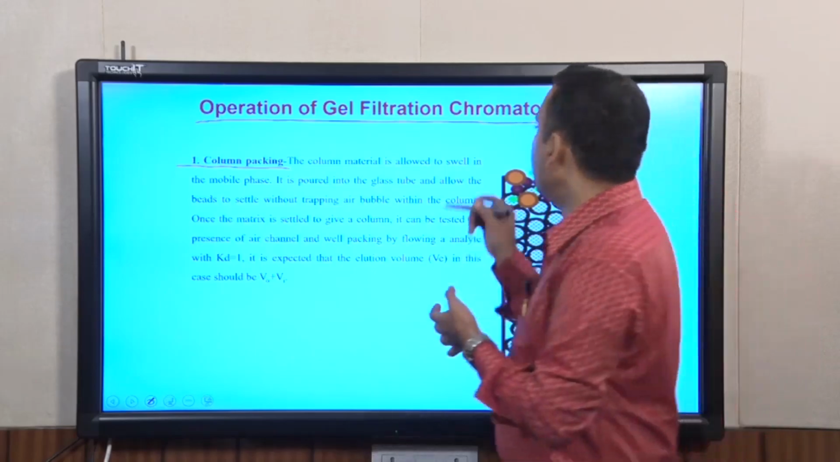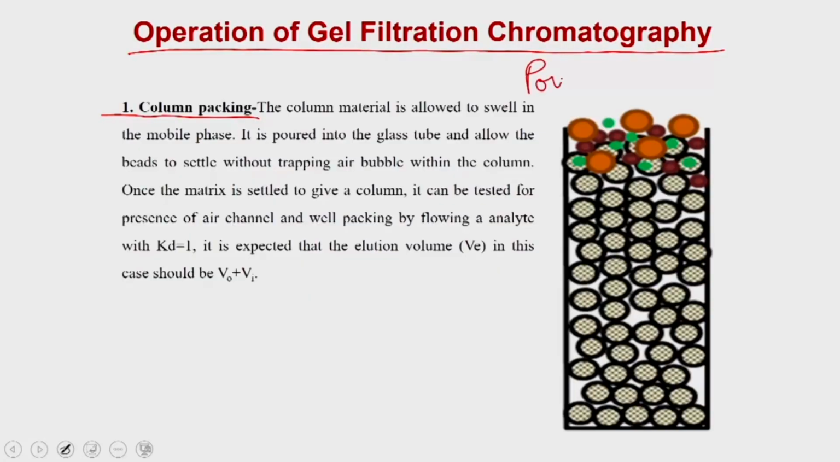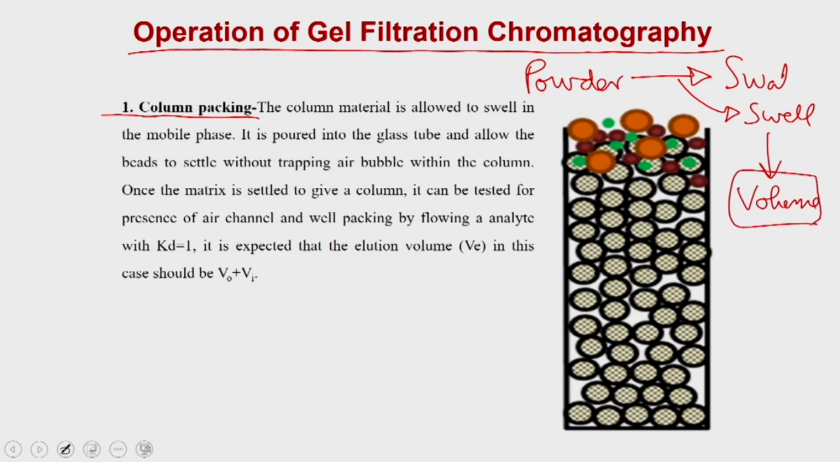So, if you are getting a column in the form of powder, then this powder has to be put into the buffer, and then the column will swell. If the column swells, it is going to increase its volume, and that is how you have to use this particular column.